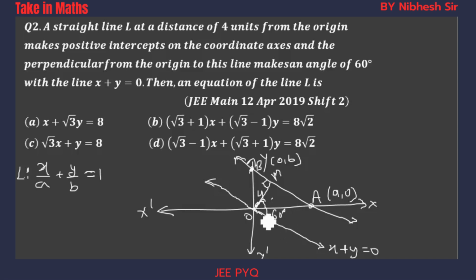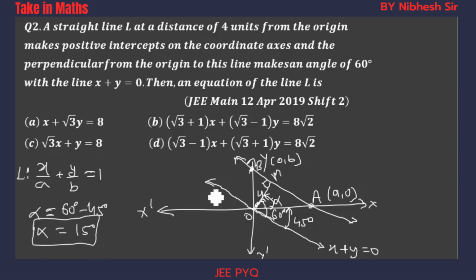This line also makes a 45 degree angle with the x-axis, and therefore we can get this angle. Say this one is alpha. So alpha equal to 60 minus 45, which is 15. Alpha is 15 degree.